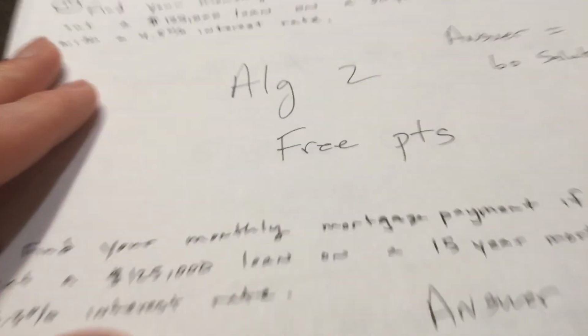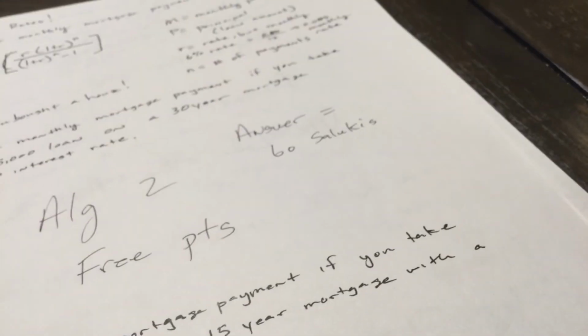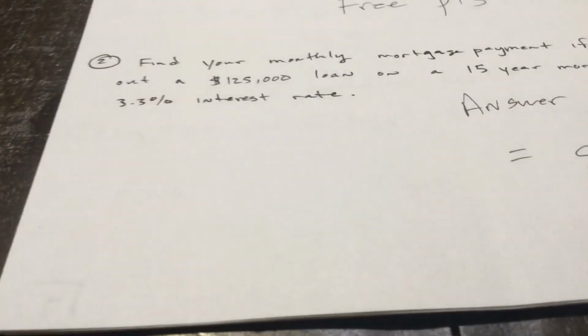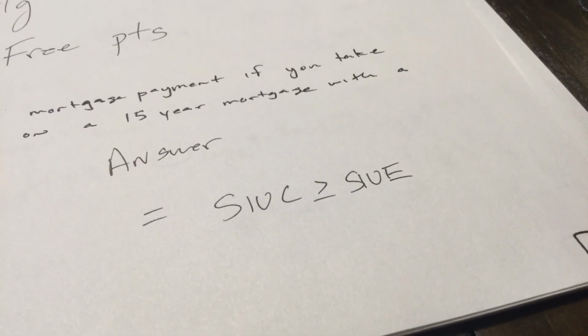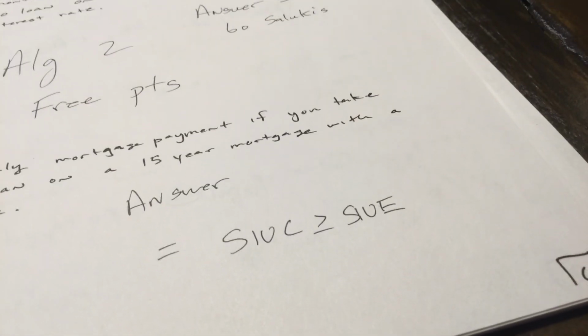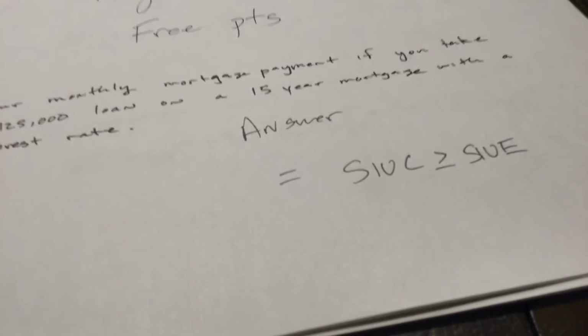All right, so Honors Algebra 2, you should have done the second page. This next page, Algebra 2, you get free points. Just put Go Salukis down as your answer for your points. On number 2, Honors Algebra 2, you should have done this already. Regular Algebra 2, put SIUC greater than or equal to SIUE. Yep, sorry. If you want the points, that's what you got.